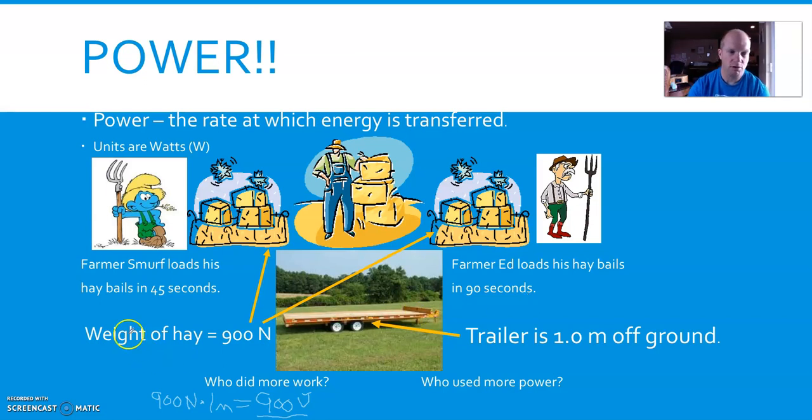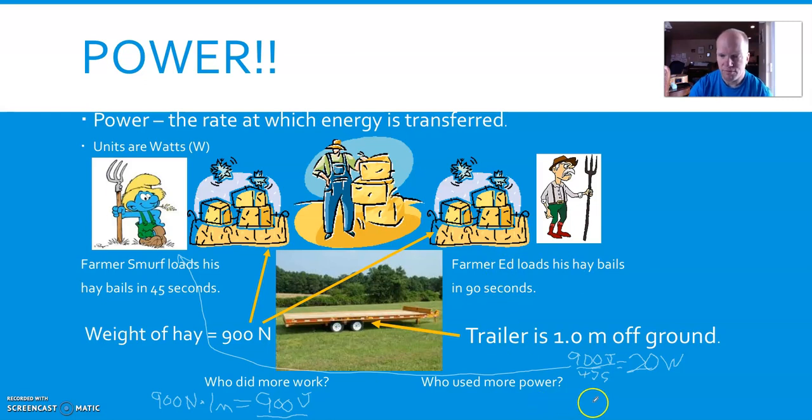Well, if you answered Farmer Smurf, you're correct, because he did it faster, right? Which means he transferred the energy or did the work faster because he used a shorter amount of time. So let's check this out here. We'll do a little math real quick. We've got 900 joules of work, and he did it in 45 seconds. That means this, right? That means we got 20 watts. So that's from Farmer Smurf, right?